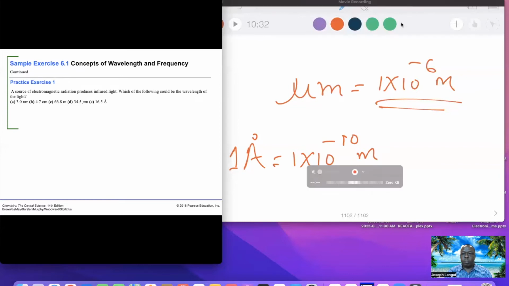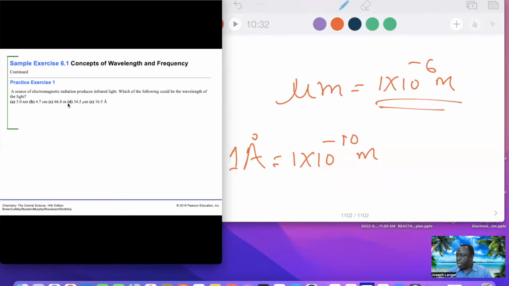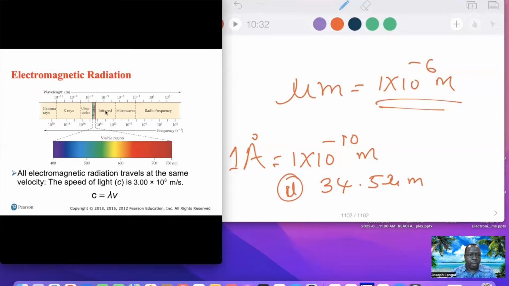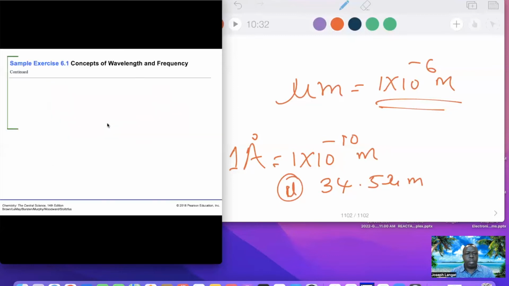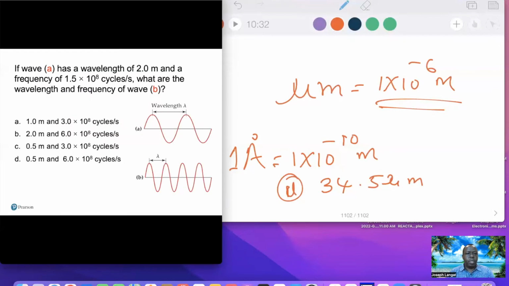The only one which is closer to micrometers is D. So that is D, which is 34.5 micrometers. Could be, you see this could be, because it is in the micrometers range. So if you look at this from here, the micro range is in this. All right, micro. It cannot be the other given. All right, here is another question.